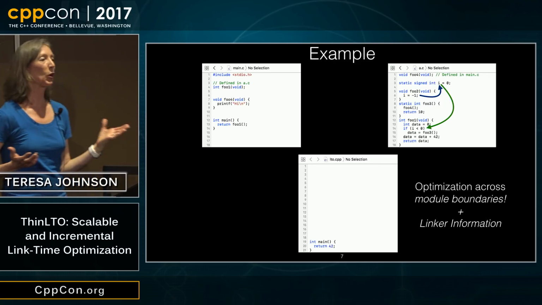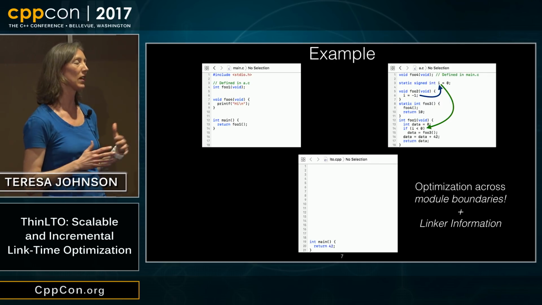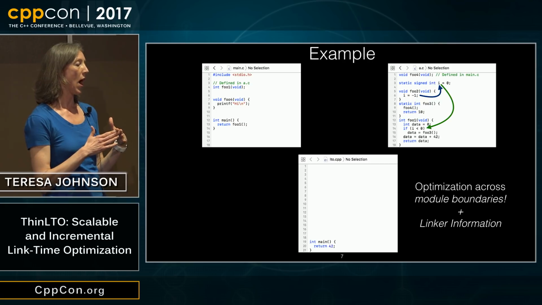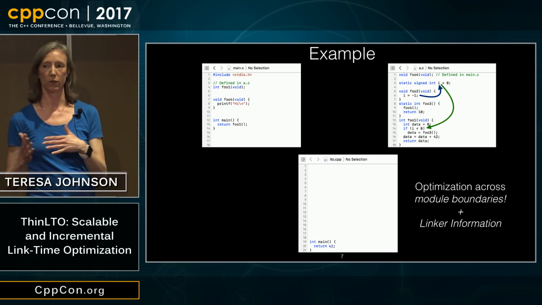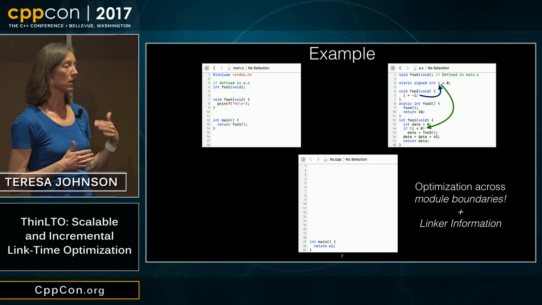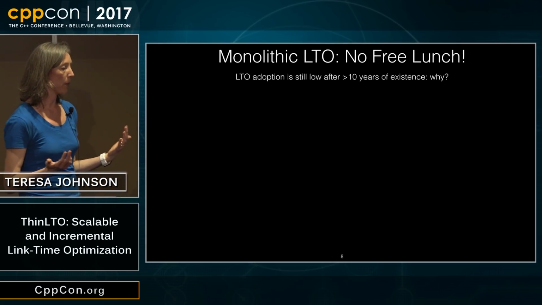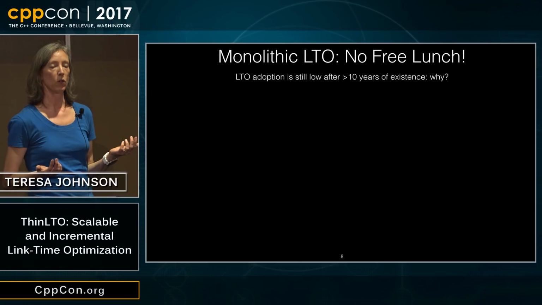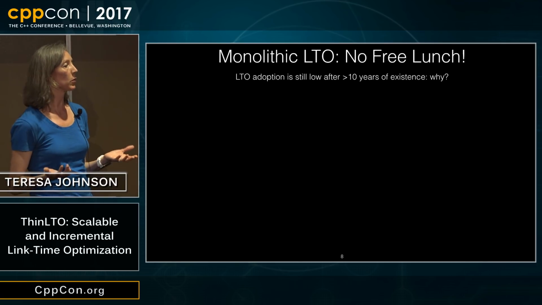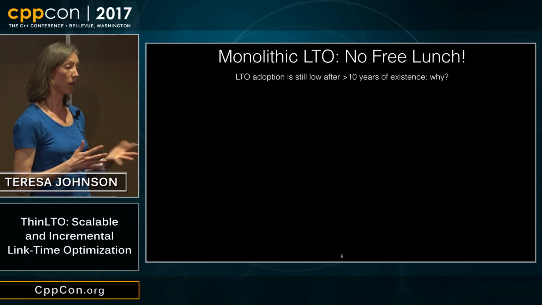And eventually, we can perform some inlining and constant propagation into main, and main just looks like this. This is somewhat contrived for this example, but it's a good idea of what benefits you get from the combination of cross-module optimization and the linker supplied information. So that's great, but LTO has been around for a while now, and not a lot of people use it, particularly in day-to-day development.